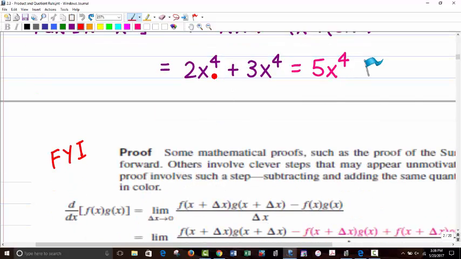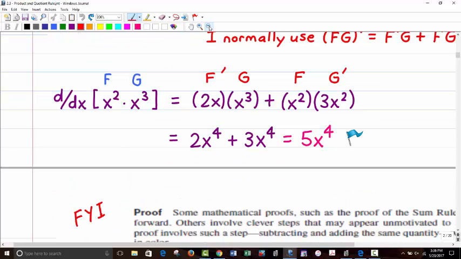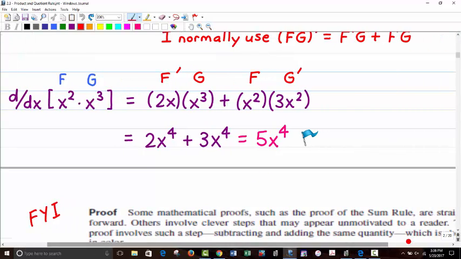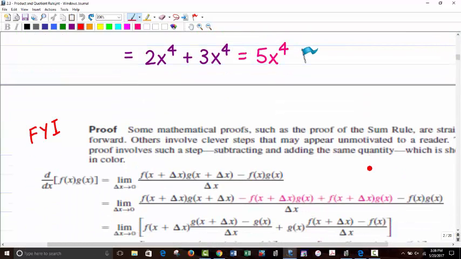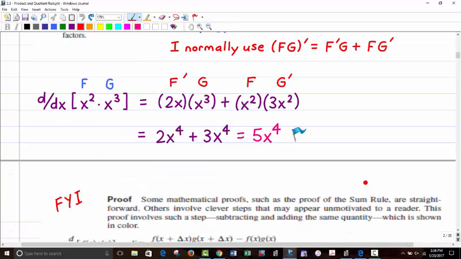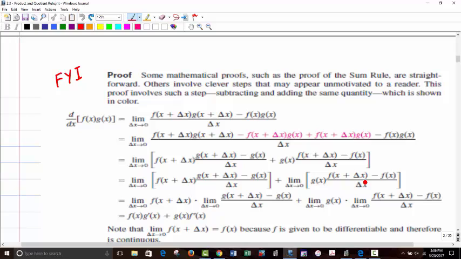Here's the proof, which, do not worry about this. I just copied this from the book. If you're fascinated by this, feel free to take a look at it.